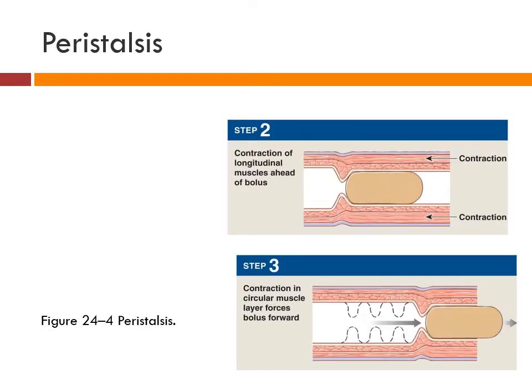Second, these longitudinal muscles are going to contract and shorten the digestive tract, so they're kind of pulling the digestive tract up. And then in step three, we have this wave of peristaltic action. The circular muscles are each going to contract in waves that will then push the bolus forward through the digestive system.